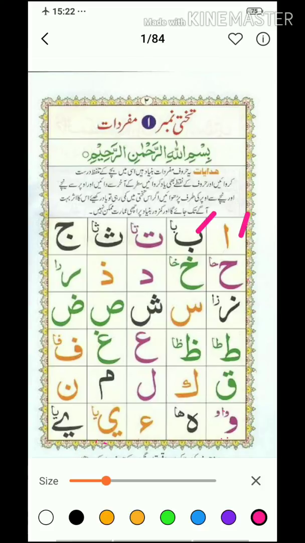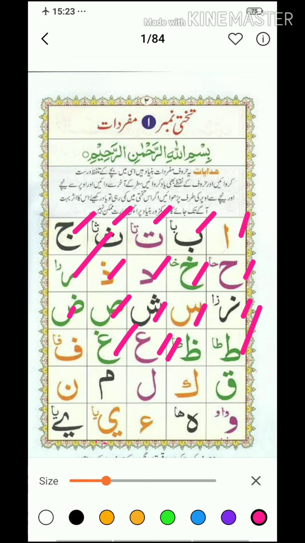Alif, Ba, Ta, Sa, Jim, Ha, Kha, Dal, Zal, Ra, Za, Sin, Shin, Swad, Zwad, Twa, Zwa, Ayn, Ghayn, Fa, Qaf, Kaf, Lam, Mim, Noon, Vav, Ha, Hamza, Ya.